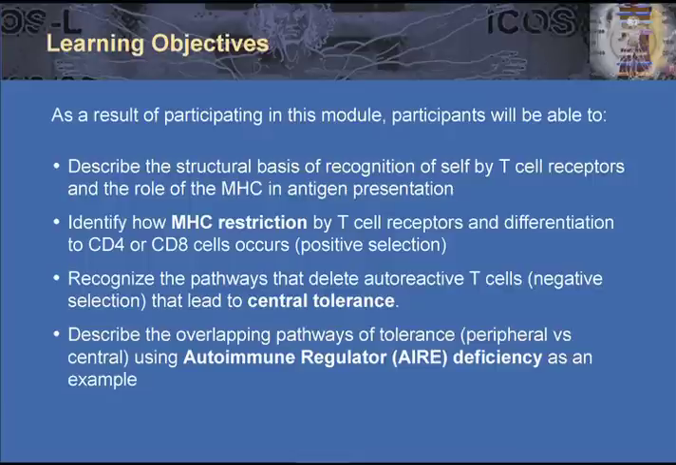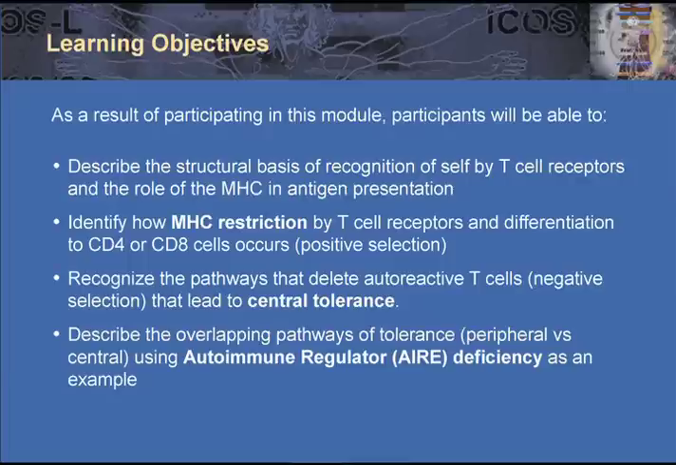The second point we're going to focus on is how does MHC restriction occur by the T-cell receptors, and how does this lead to differentiation of CD4 or CD8 cells? This process in toto is called positive selection.